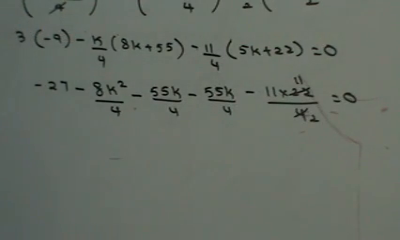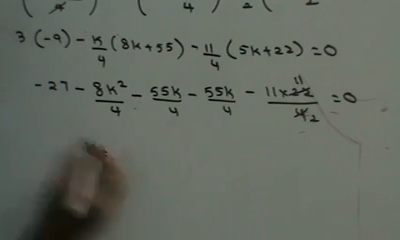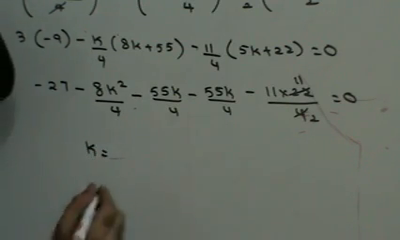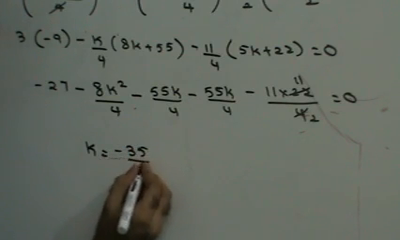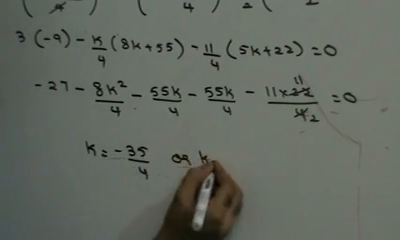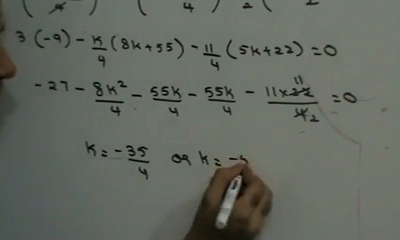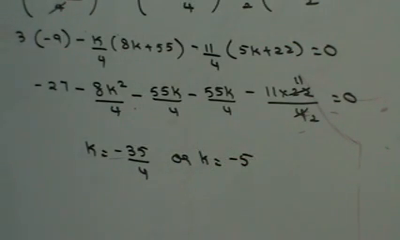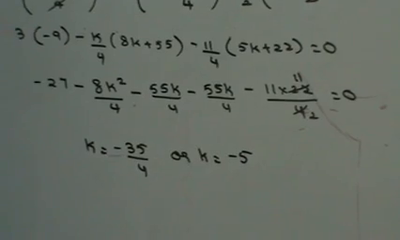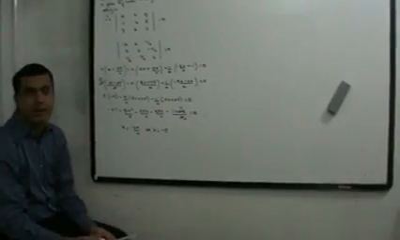So in that case, when you solve this equation, you will get a quadratic equation where you will get the value of k as minus 35 upon 4, or you will get the value of k as minus 5. When you solve this quadratic equation, this is what you will get. This finishes this chapter. We will stop here for the day. Thank you very much.